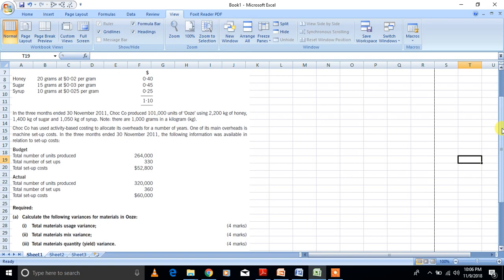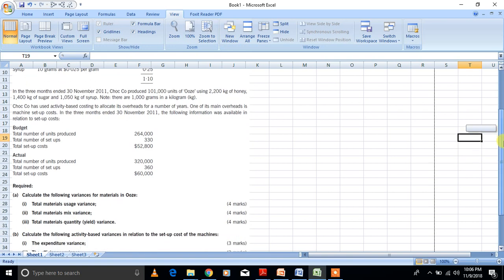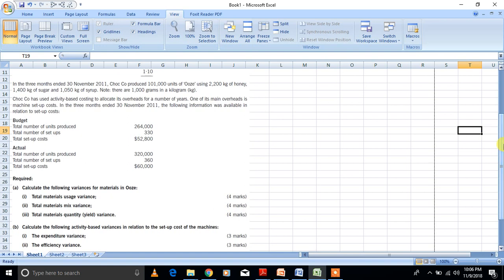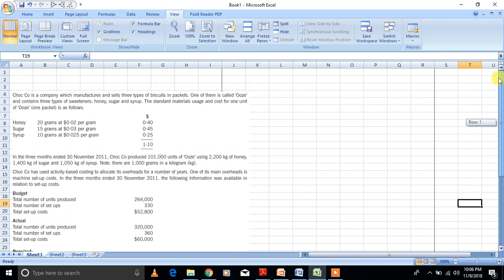mixed up a little bit with the ABC principles, where they are talking about machine setup cost. And on machine setup cost, they ask you to find the expenditure variance and efficiency variance. So usually in F5, when it comes to variances, mix variance, yield variance for material, labor, sales mix variance, sales quantity variance, planning variance, operational variances, all these variances you must be very familiar with.